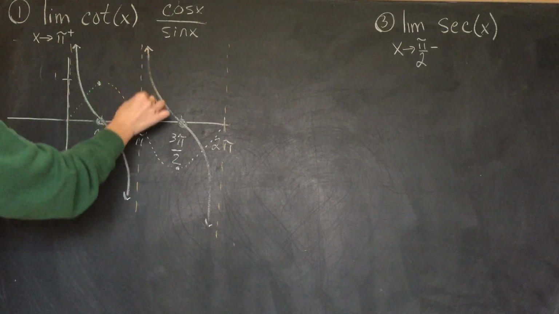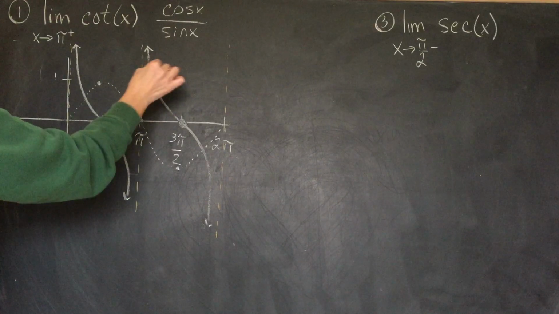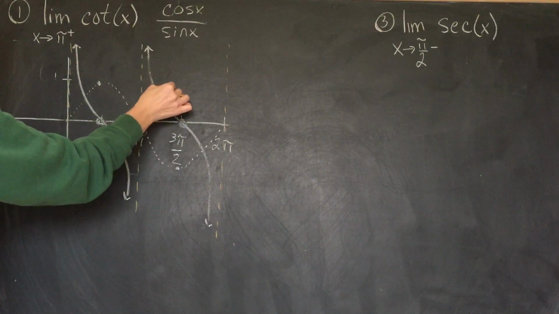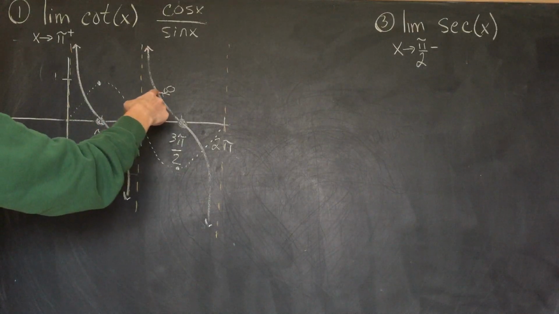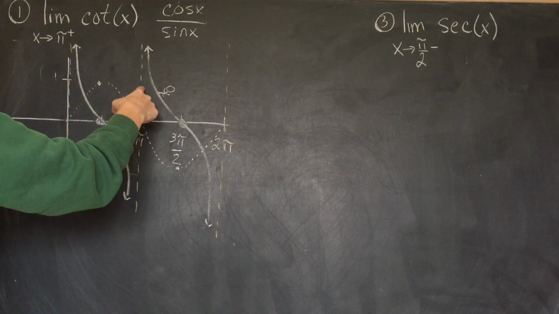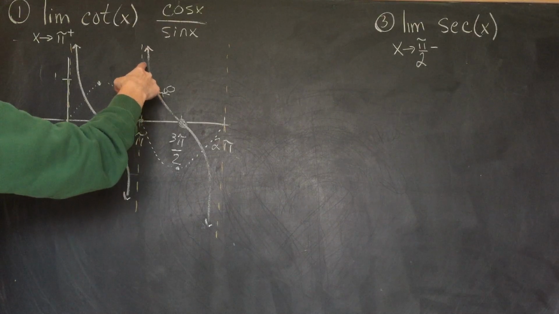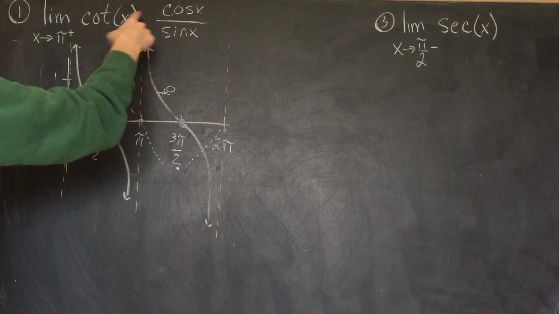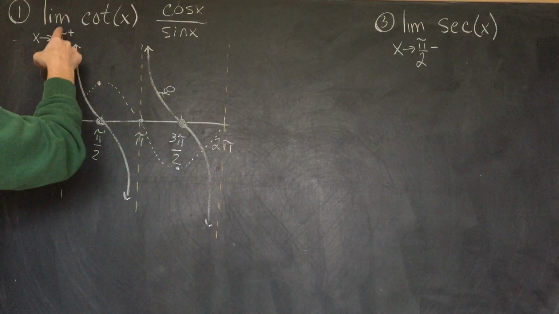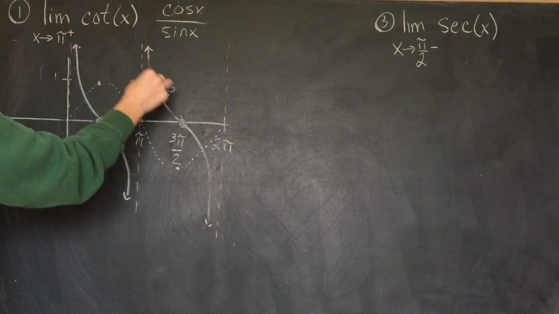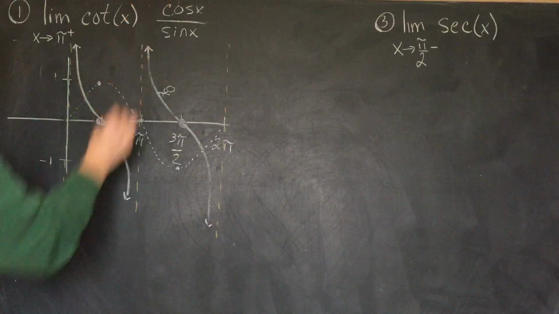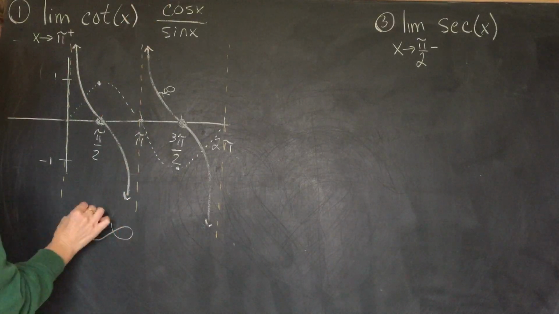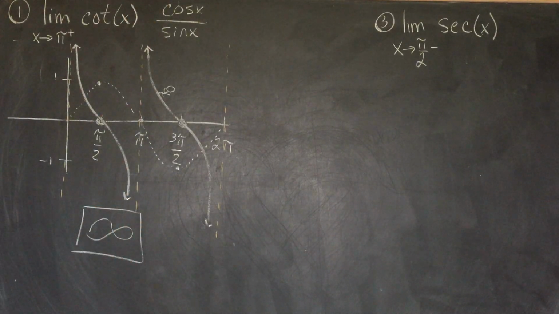Okay, so now I'm interested in my graph as it approaches pi. So here's pi, and I want to be on the right-hand side. So this is me walking on that curve. As I walk on that curve and get closer and closer to pi, the limit, the y value, is going up to infinity. So my limit as x approaches pi on the right-hand side of cotangent. Here's me walking. As I get closer to pi, I'm going higher and higher and higher. So my answer is infinity. All right, so that's question 1.